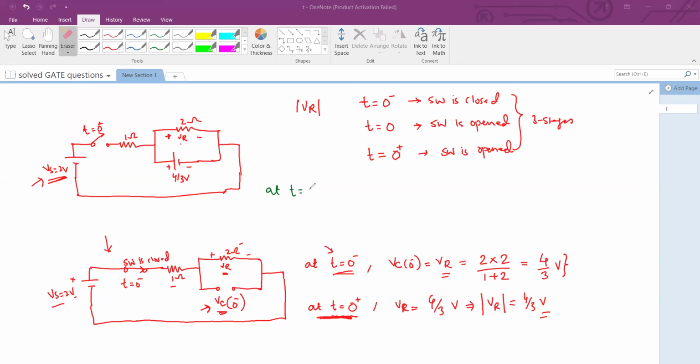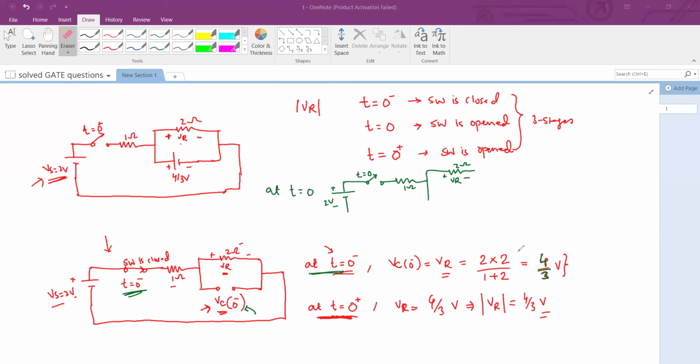At t equal to 0, when the moment switch is opened, as per the problem statement, we can draw the circuit: the 2 volt battery source, and you just got this switch open at t equal to 0. So you have this 1 ohm resistance, and then you have this 2 ohm resistance across which the voltage VR is of interest. But look, at t equal to 0 minus, this is the circuit we are starting with, and the voltage across the capacitor was calculated as about 4 by 3 volts, at t equal to 0 minus.